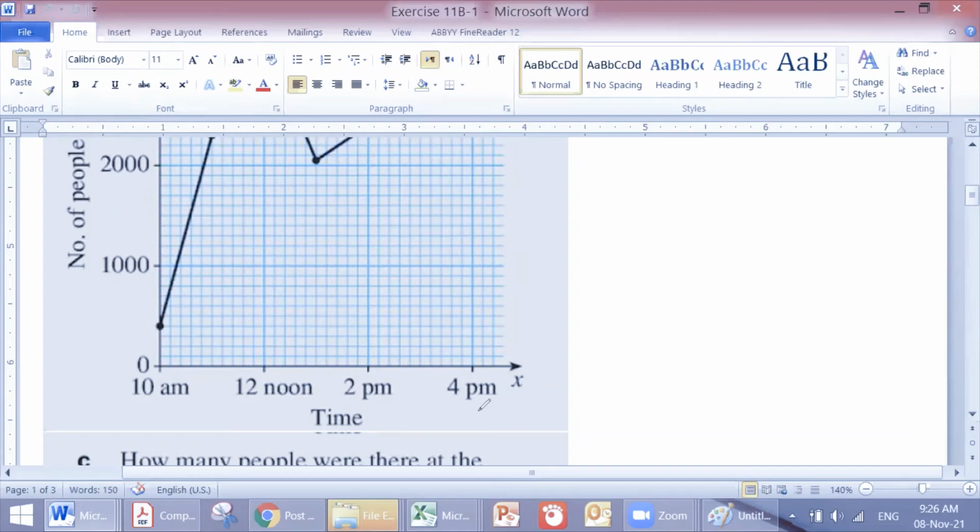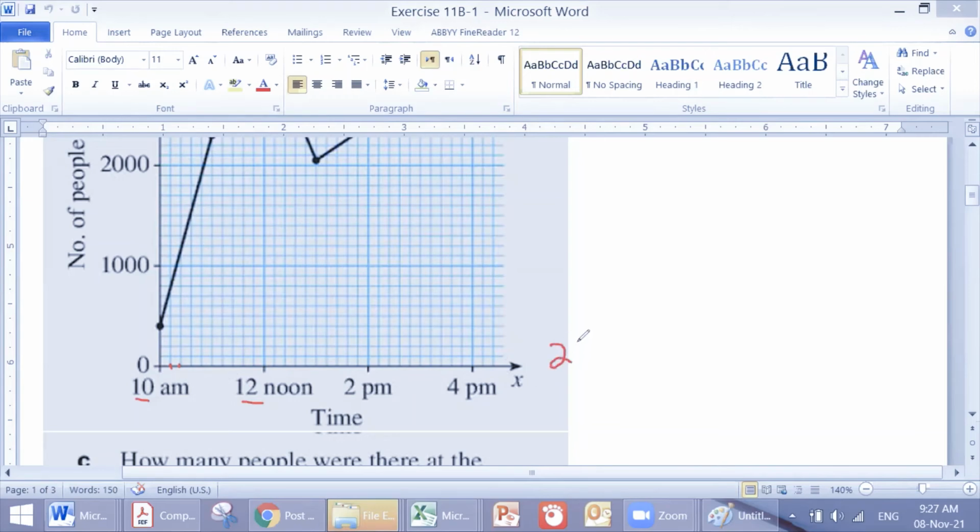For example, in the time graph, you have to see what this small division is showing. So for one small division, you have to start from 0. It is from 10 a.m. to 12 noon, which means it has a total of 2 hours. Starting from here to here, it has 2 hours.